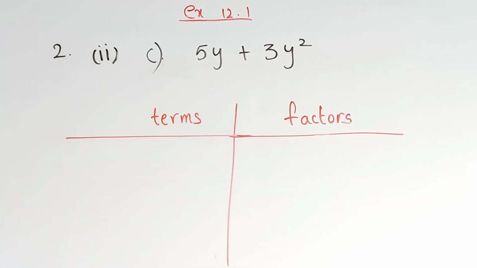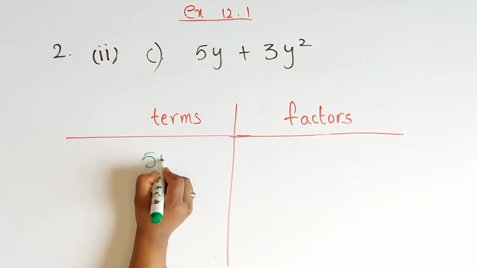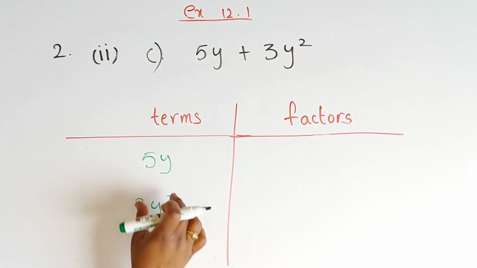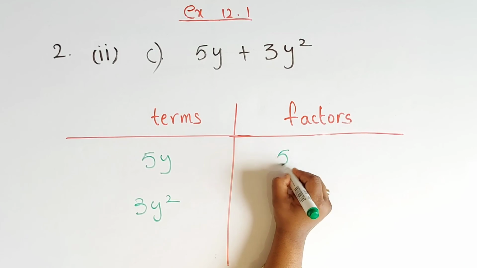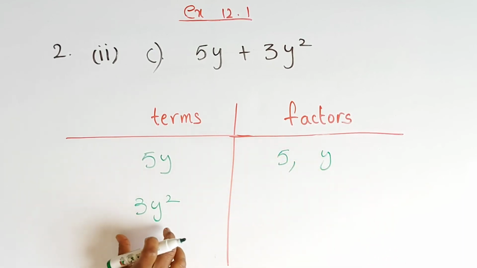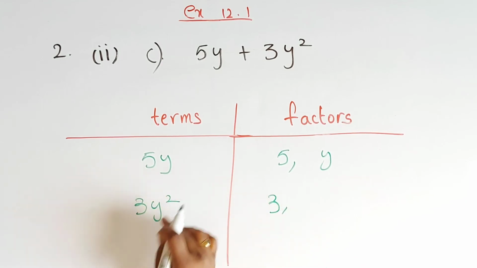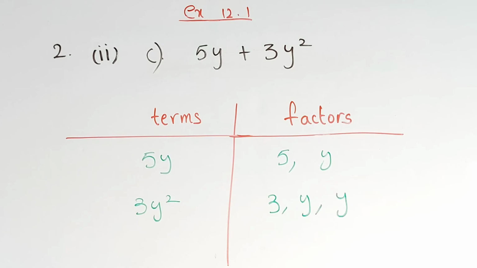Question C, children, 5y plus 3y square. Here also we have 2 terms. First term is 5y and second term is 3y square. Now here, 5 into y. Right, 5y is 5 into y, so we have 2 factors, 5 and y. Now here 3y square. That means 3 is one factor, y square means we can write y into y. y and y are other factors.